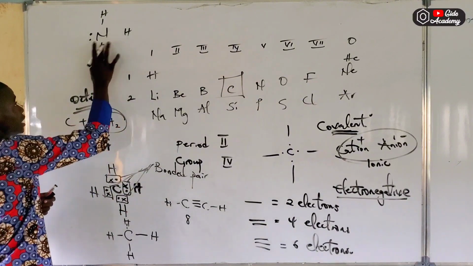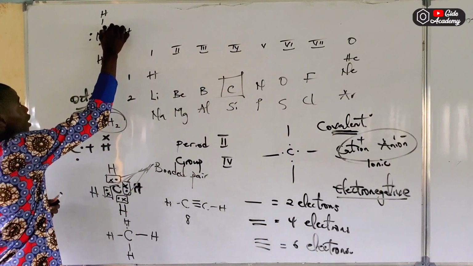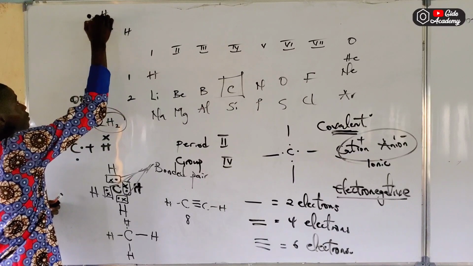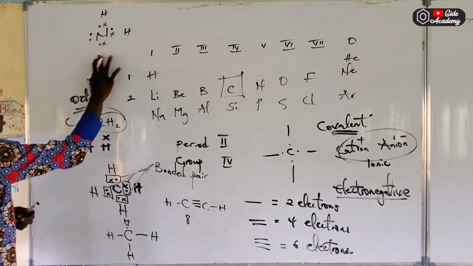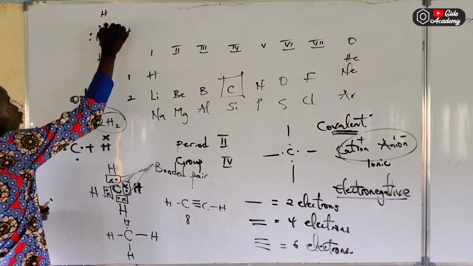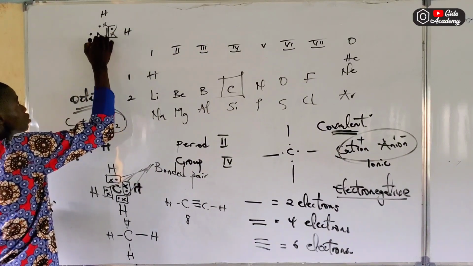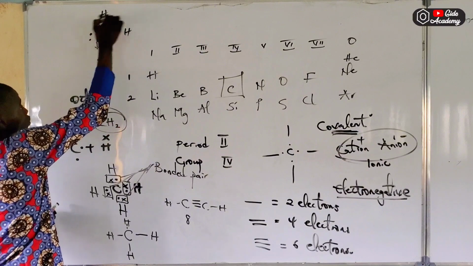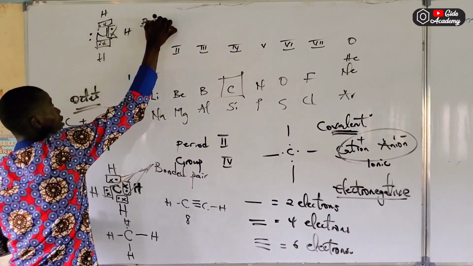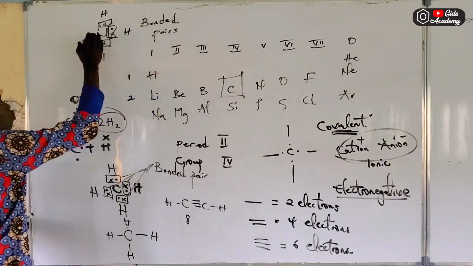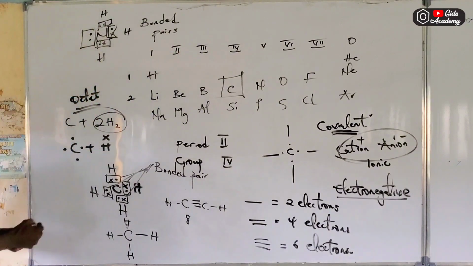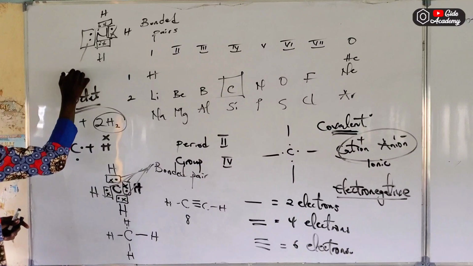In this case, I can also write it like this. We have 1, we have 2, we have 3. Hydrogen will be a cross rather. So in this, you call 1, 2, 3 as what? These are the bonded pairs. Why this one here does not take part? So we call these lone pair.